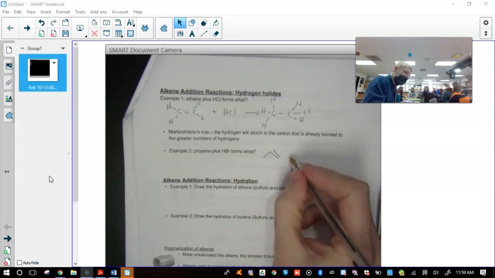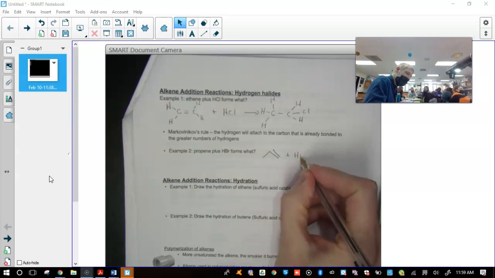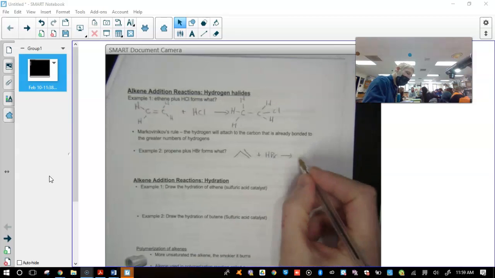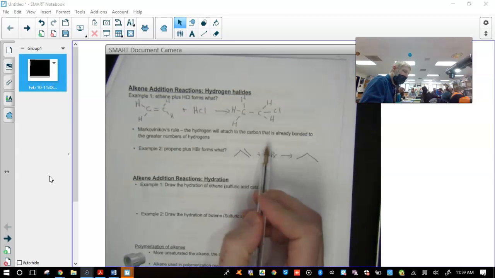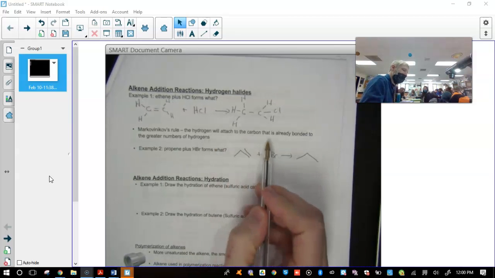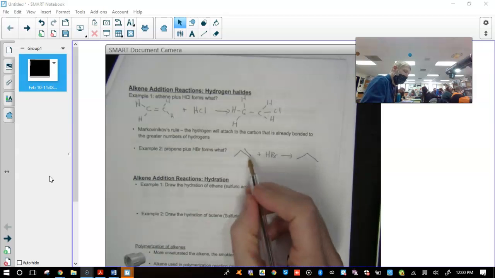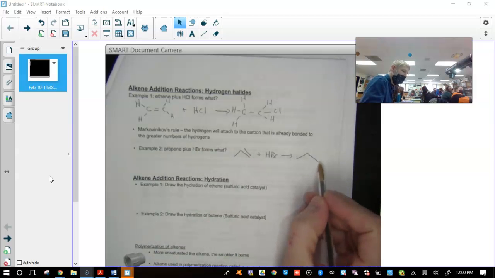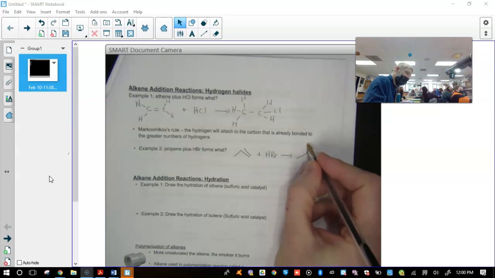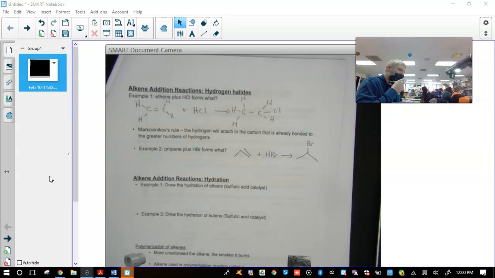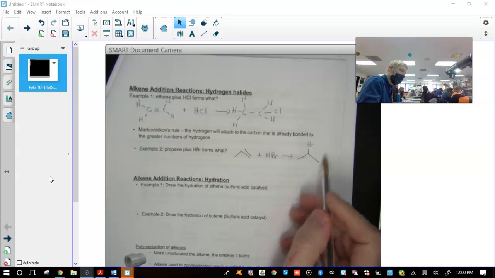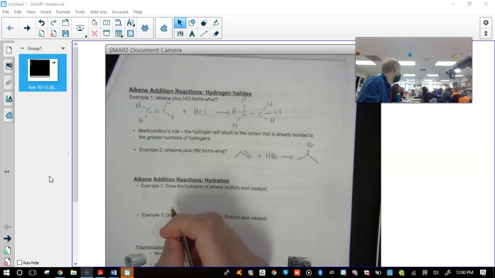Nice. All right, so we're going to add HBr to this. It's going to form a product, and the hydrogen will attach to the carbon that's already bonded to the greater number of hydrogens. So this primary carbon is going to add a hydrogen, and then this secondary carbon is going to get the bromine. According to Markovnikov's rule, that should be the product. So 2-bromopropane.